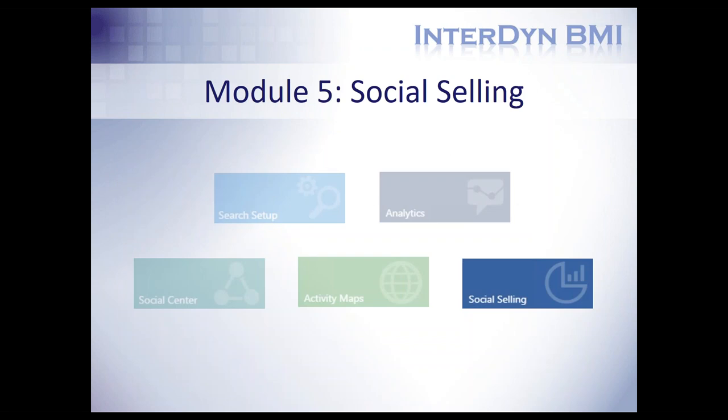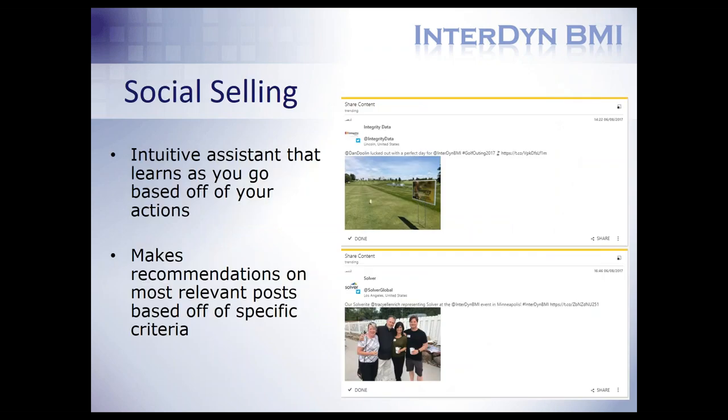And then finally, social selling. So this is a rapidly developing part of this application that is continually learning. It's an intuitive assistant that learns as you go based off of your actions, and then it's going to make recommendations for what's most important to you and how you could upsell, how you can maintain those relationships with our customers. So you're seeing a lot of happy people on golf courses and things like that in this presentation because it just served well. We had it last week.